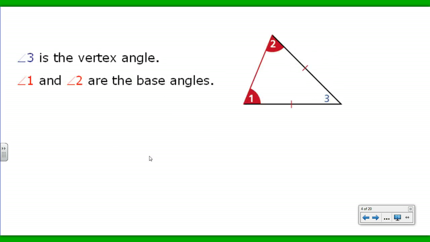Right. So in this isosceles triangle, we have the 2 sides that are congruent. Those are our legs, right? Between them would be the vertex angle, angle 3. Across from angle 3, we have the red side, which is the base, right? And the 2 angles that are on either end of the base are the base angles.